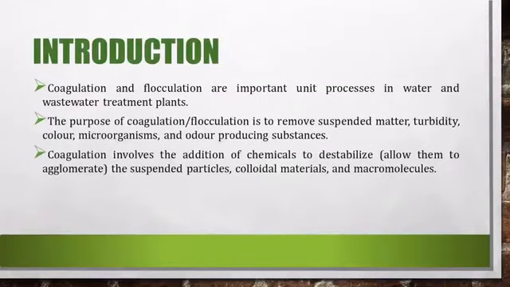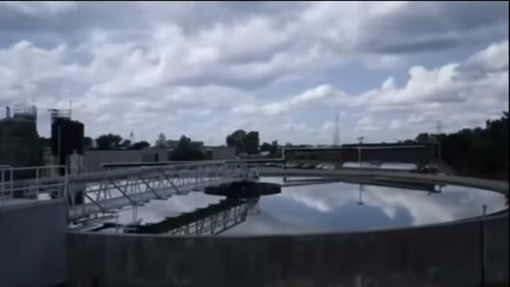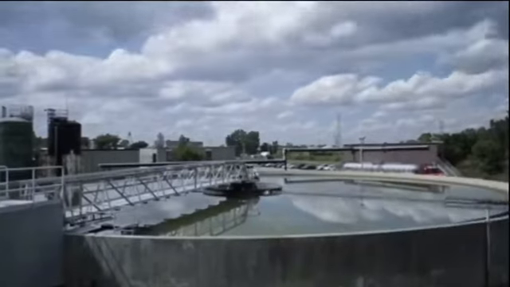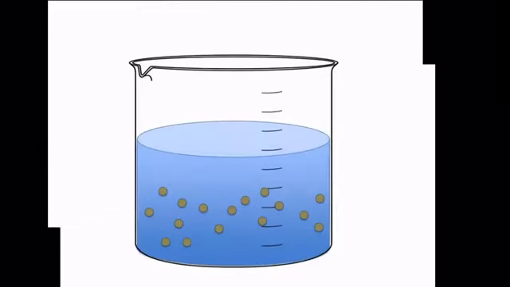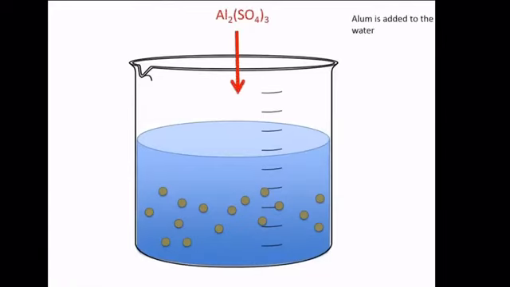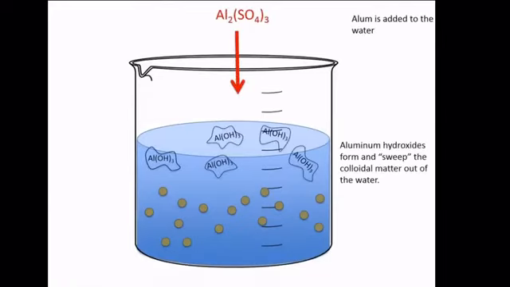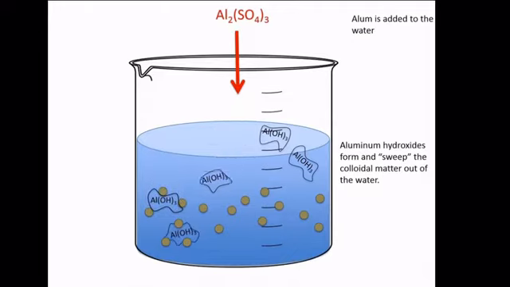Coagulation and flocculation are important unit processes in water and wastewater treatment plants. The purpose of coagulation and flocculation is to remove suspended matter, turbidity, color, microorganisms, and odor-producing substances. Some common coagulants used are aluminium sulfate (alum) and ferric sulfate. Flocculation is usually defined as the aggregation of destabilized particles into larger flocs under slow mixing conditions. The flocs formed are subsequently removed by sedimentation and/or filtration.